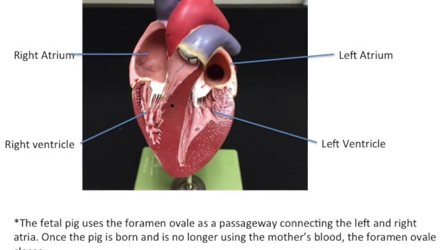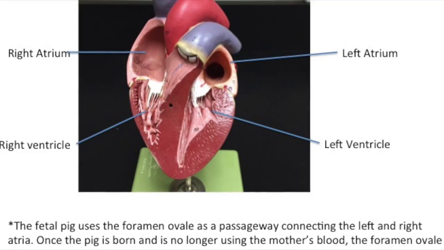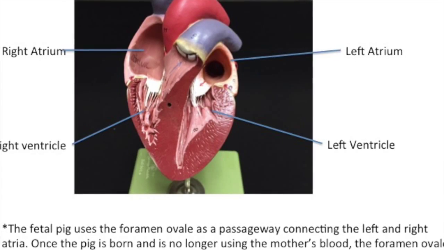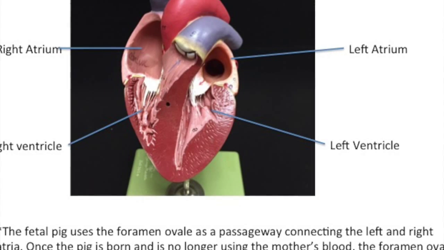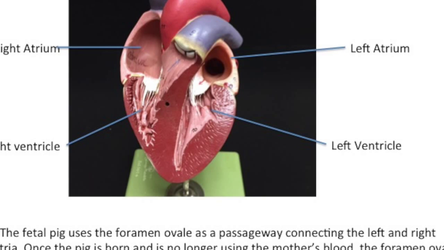The foramen ovale is a passageway connecting the right and left atria that transports partially oxygenated blood. Fetal modification allows the fetal pig to bypass this part of the pulmonary circuit. After birth, the foramen ovale closes and leaves an indentation called the fossa ovalis.